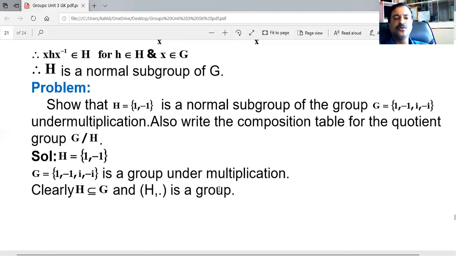Clearly H is a group, because the set {1, minus 1} is a group. H is a group and G is a group, and H is a subset of G. That means H is a subgroup of G. The smaller group is said to be the subgroup. Which is the smaller group of these two? H is the smaller group. That's why we say that H is a subgroup of G.